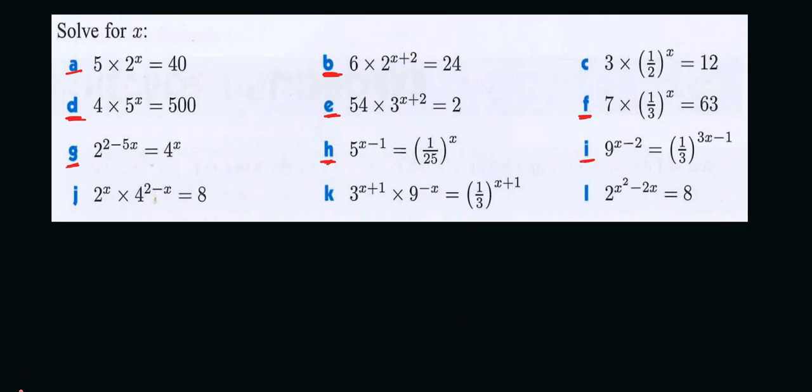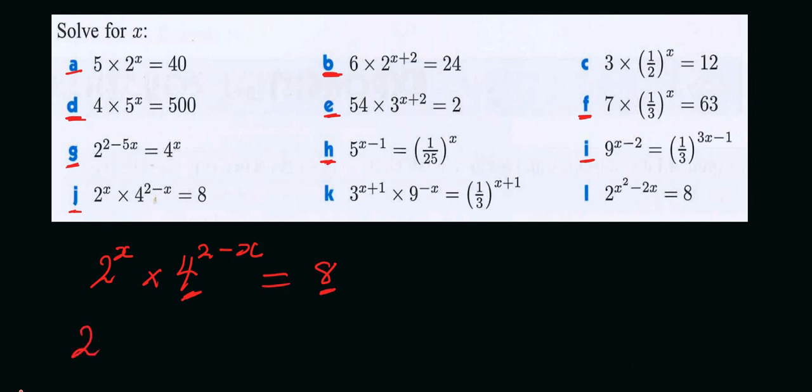All right, so next is question J. We have 2 exponent x times 4 exponent 2 minus x equal to 8. All right, so what we are going to do here is change 4 to a base of 2 to the power of 2, and change 8 to a base of 2 exponent 3.